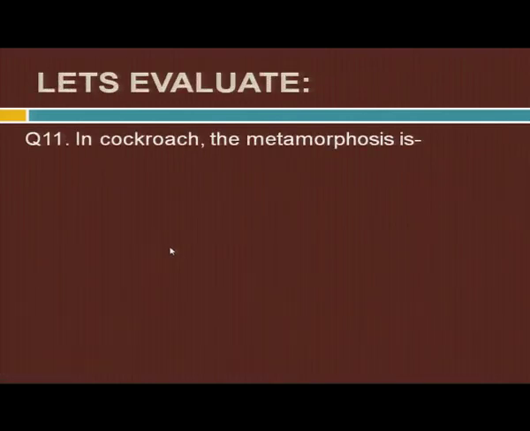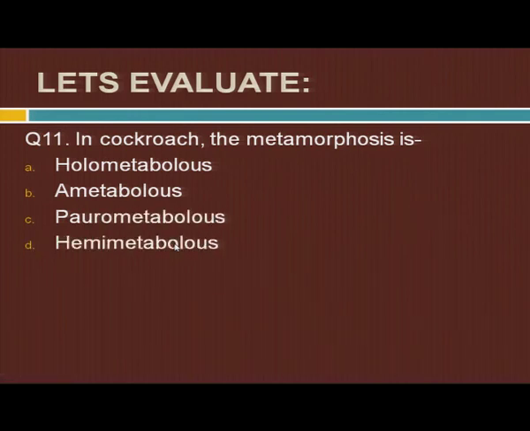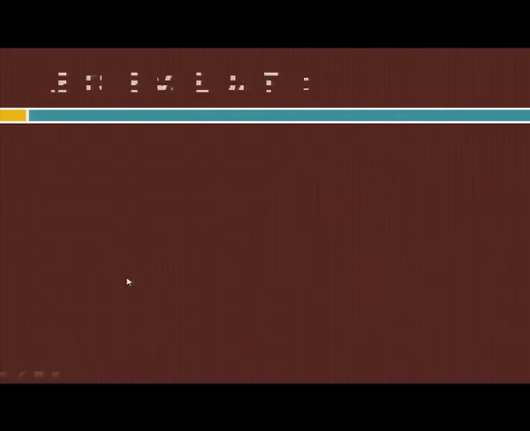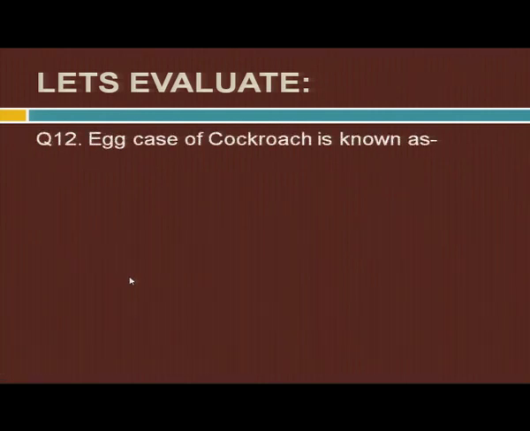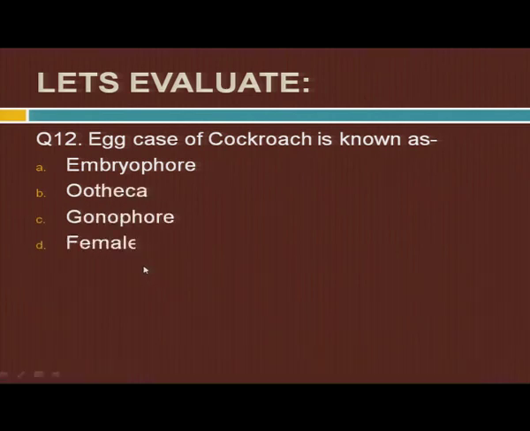Next question. In cockroach, the metamorphosis is holometabolous, ametabolous, paurometabolous, hemimetabolous. This again we have repeated many a times. You must be able to answer it. The correct answer is C, paurometabolous. Next question. Egg case of cockroach is known as embryophore, ootheca, gonophore, female gamete. The correct answer here will be B, ootheca. We know that ootheca comprises about 16 to 18 eggs and it acts as an egg case.